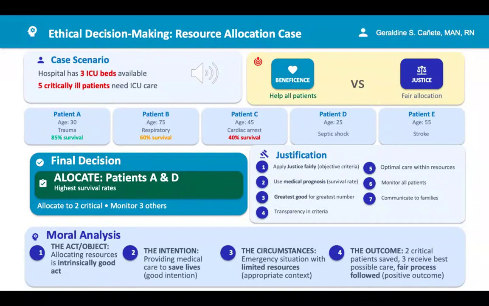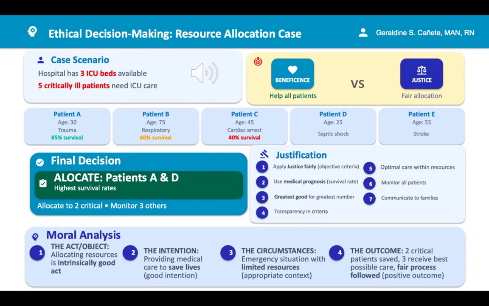From a justice perspective, we want to allocate the ICU beds in a fair and equitable way. But what does fairness mean in this situation? Should we give everyone an equal chance, regardless of their prognosis? Should we prioritize those who are most likely to survive? Or should we consider other factors, such as age, social status, or contribution to society? What are some different ways to define fairness in this context?